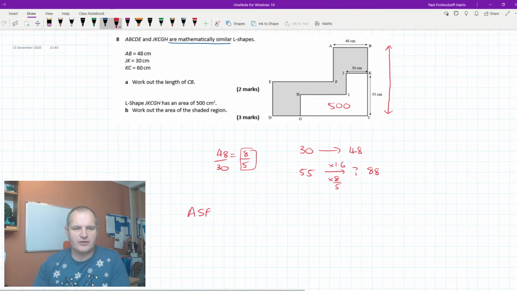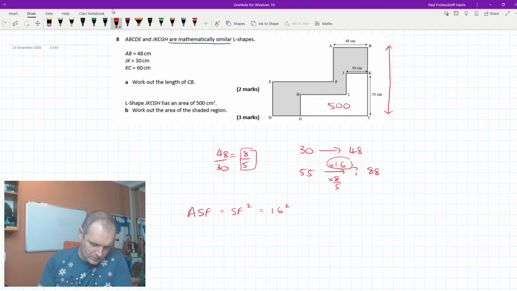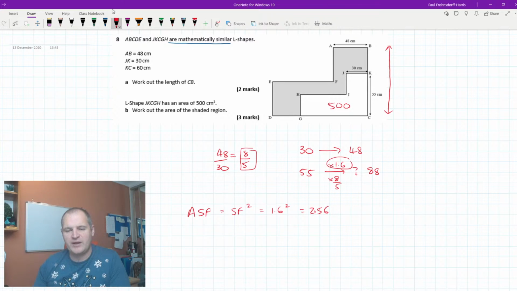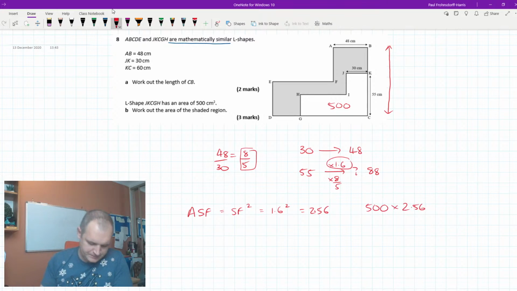Area scale factor, I don't know if it's going to let me change colour or not. Maybe it's having a little bit of a tantrum, doesn't matter, we'll stick with red. Okay, area scale factor is the scale factor squared. However, we've just said the scale factor was 1.6 or 8/5. So we're going to now do 1.6 squared. And that's going to be 64 over 25 or 2.56. Remember, we've got a calculator, so we're allowed to use it, and I encourage it. We're now going to take our 500 and times it by 2.56.